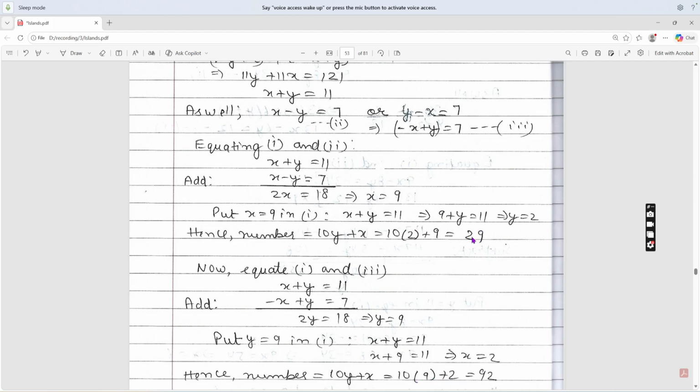And that is what I was telling you, 71 or 17. Here I had just given an example. Here the original answer is 29 or 92. In 29, the unit place is bigger than the tens place. In 92, the unit place is smaller than the tens place.